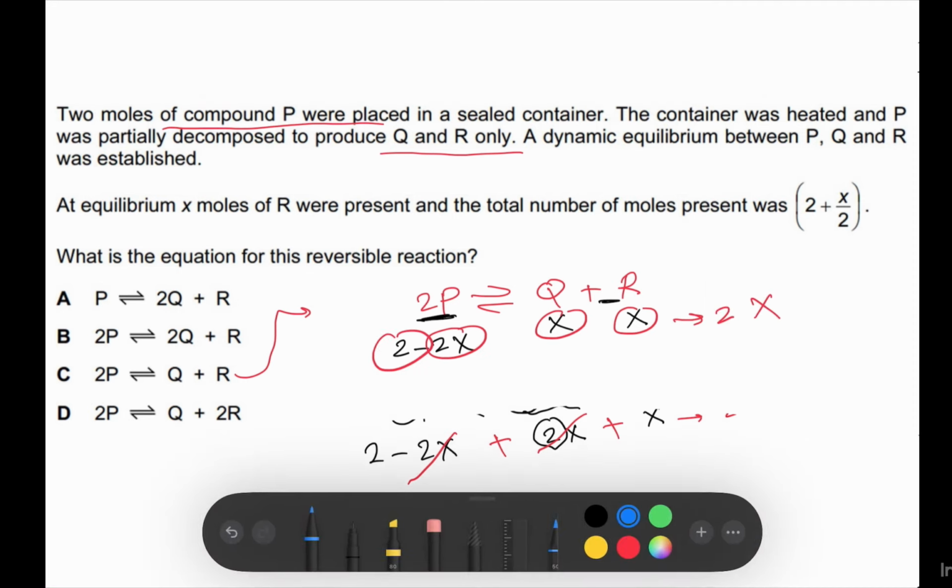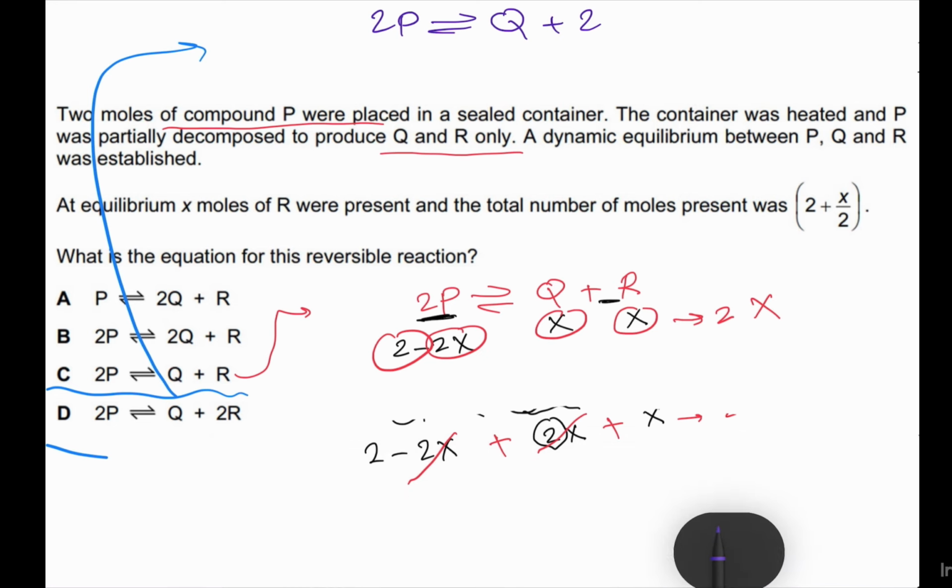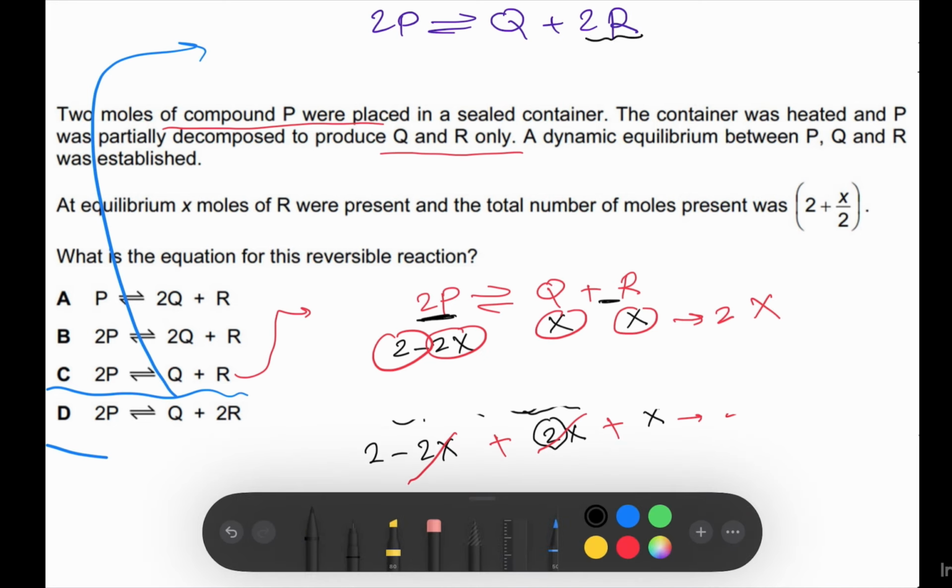And now let's go to the last one, which is in here. I just want to move it here. 2P gives Q plus 2R. Since we have 2R, we represent it by X because it says it's X, regardless if it's multiplied by 2 or 3 or 4, R is X. You can see that the Q is the half of R, and that's why it's represented by X over 2.